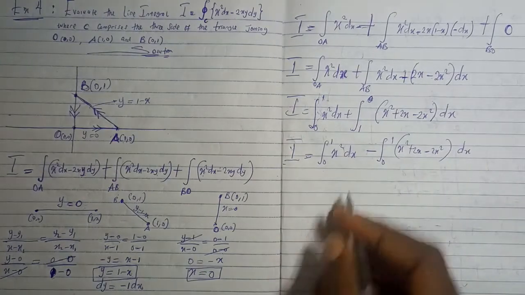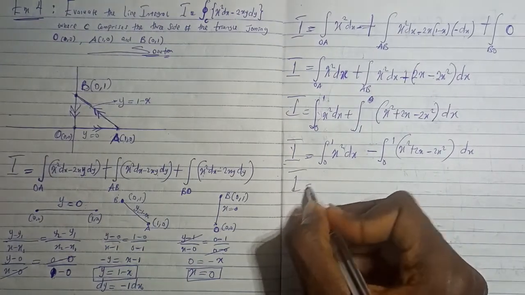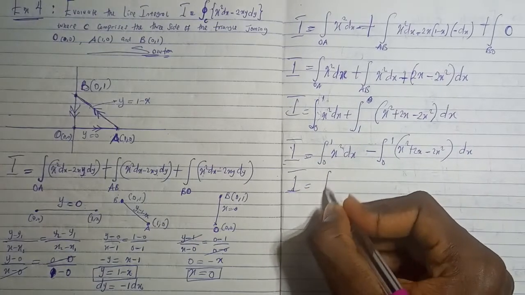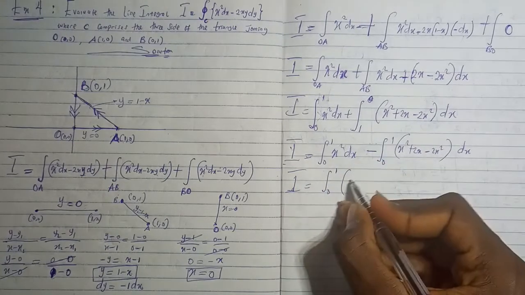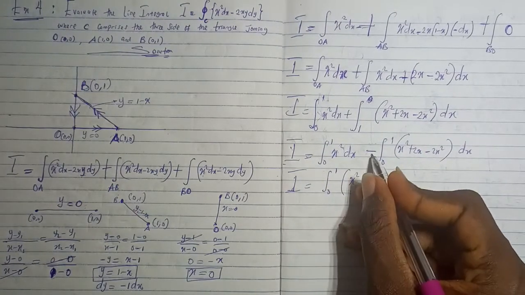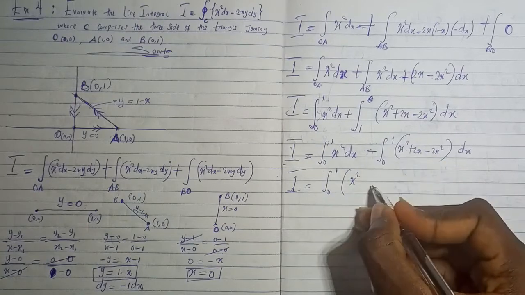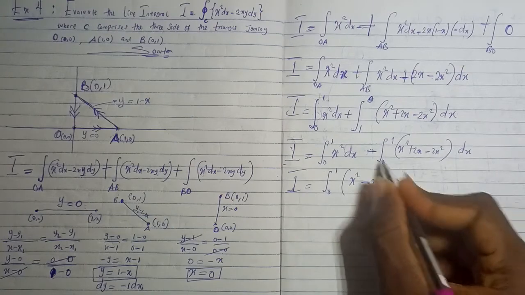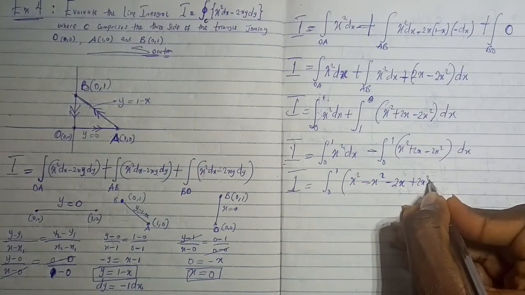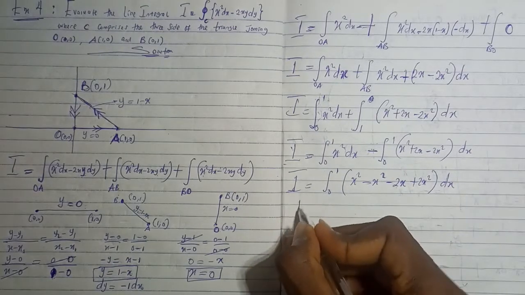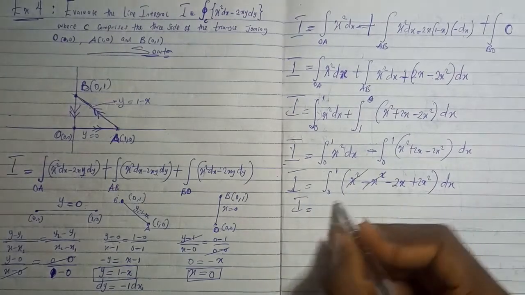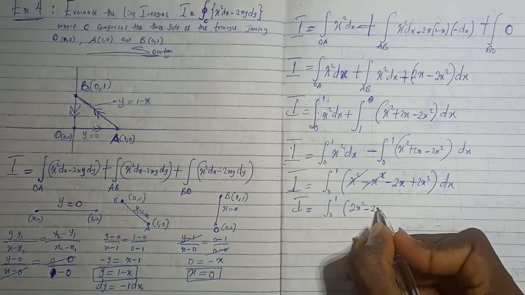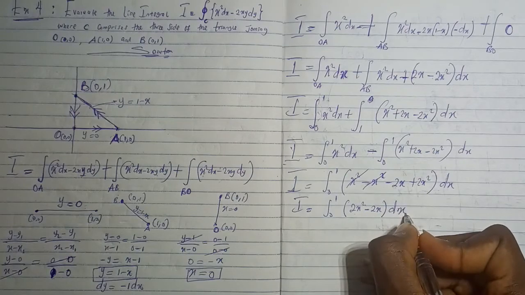What I notice now is that they both have the same limits, 0 to 1. And the x squared is common to the two terms. The minus is multiplying everything I have here. So minus times x squared, that's minus x squared. Minus times 2x, that's minus 2x. Minus times minus 2x squared, that's plus 2x squared. Then dx. So this will cancel this. What I have left now is the integral from 0 to 1 of 2x squared minus 2x dx.